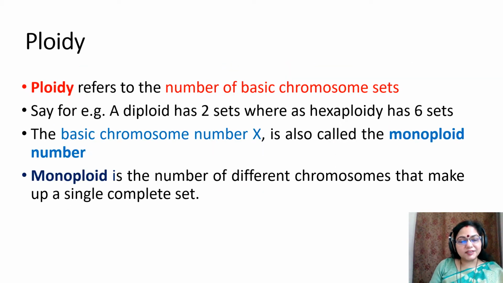What is ploidy? Ploidy refers to the number of basic chromosome sets. For example, a diploid has 2 sets, whereas a hexaploid has 6. The basic chromosome number X is also called the monoploid number. So, monoploid is the number of different chromosomes that make up a single complete set.